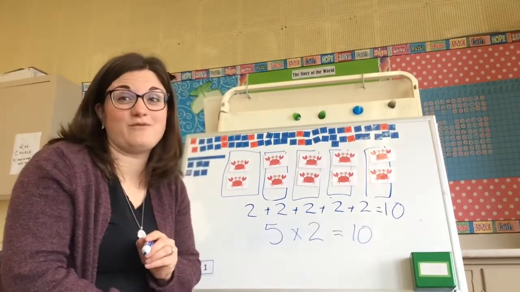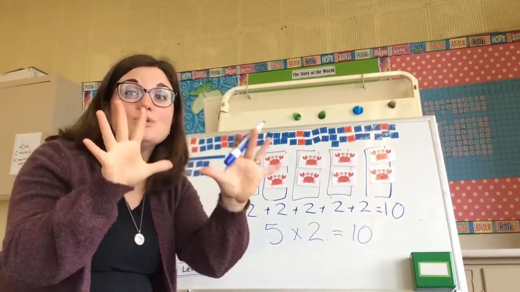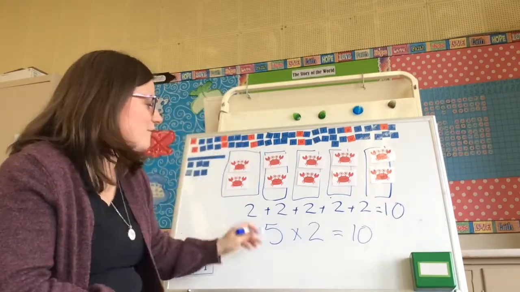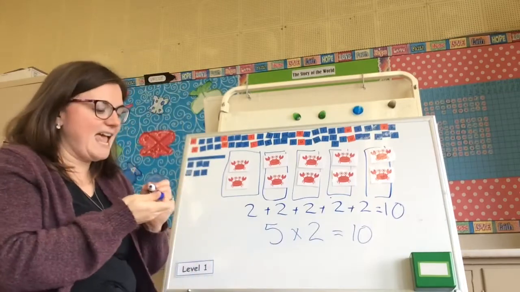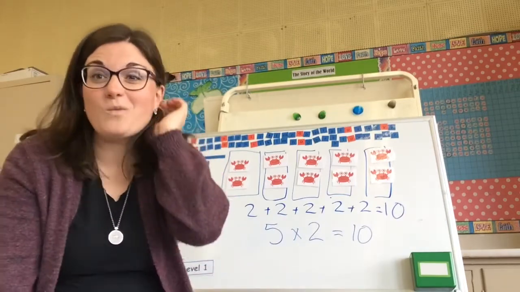And whenever you see the 5 times, you can think of your hands. I have 2 hands, so I have 10. 5 times 2 is 10. And we could keep going and going with that.